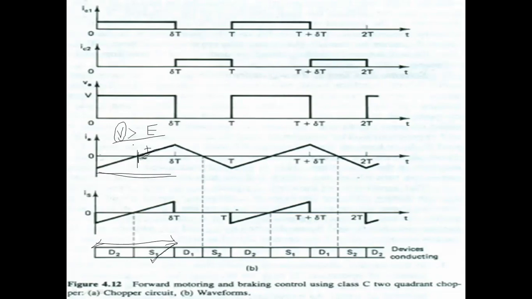And consequently, during the interval from delta T to T, the motor armature will be short circuited either through D1 or S2. So the motor terminal voltage will be 0 and the rate of change of IA will be negative. I have explained all this in the waveform. See here, from delta T to T, IA is decreasing, and from 0 to delta T, IA will be increasing.